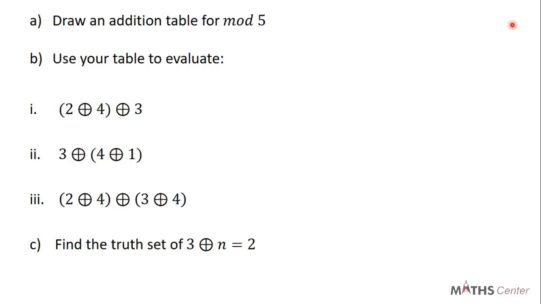Welcome back. We started solving this question in the previous video. We solved A and B. In this video, we are going to solve the last part, that is C. Find the truth set of 3 plus n is equal to 2. So we are going to use the addition table for mode 5 we drew in the previous video to find the truth set of 3 plus n is equal to 2.